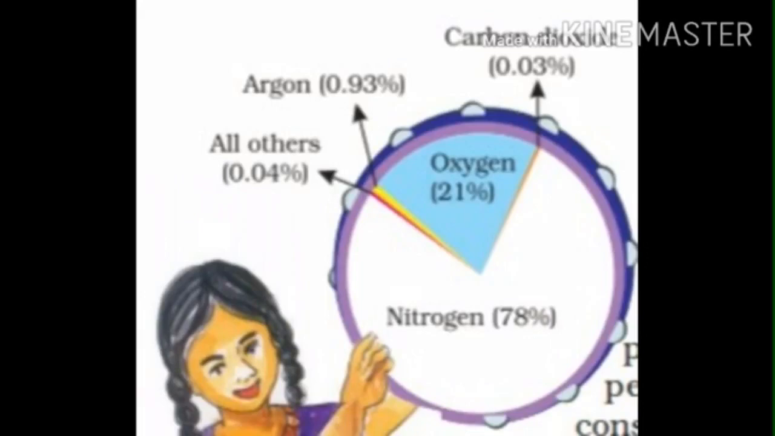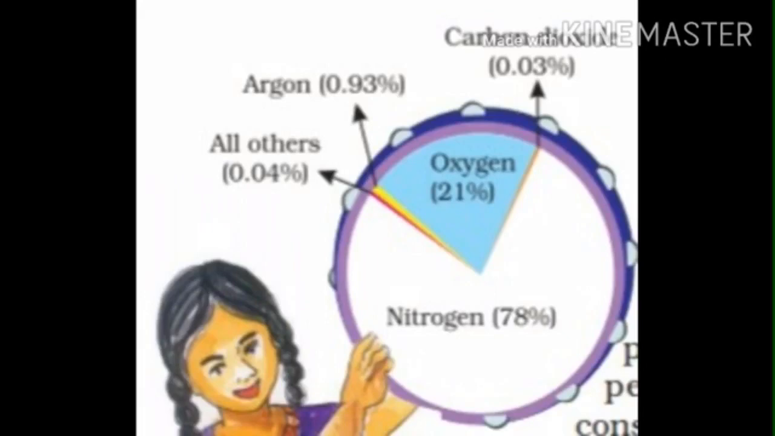Okay children, the next one is oxygen. After nitrogen, oxygen is the second most plentiful gas in the atmosphere. Okay children, is oxygen heavier or lighter? Oxygen is heavier than nitrogen while lighter than carbon dioxide. Its concentration is about 20.94% in the atmosphere.